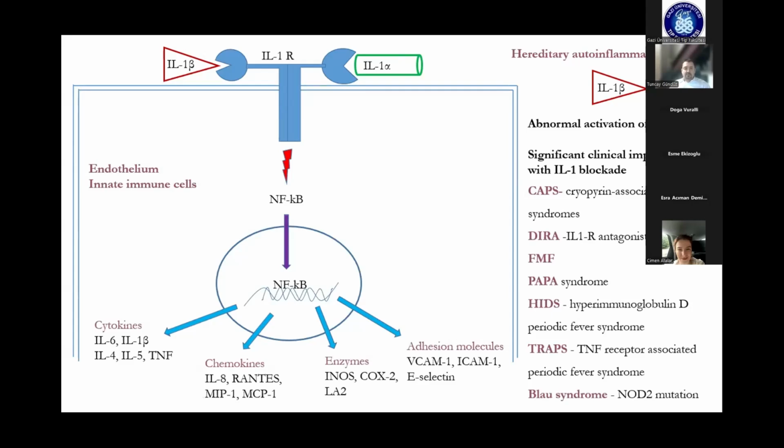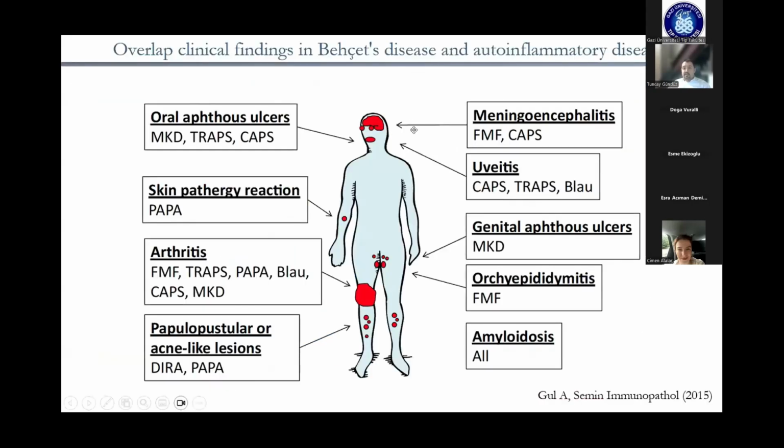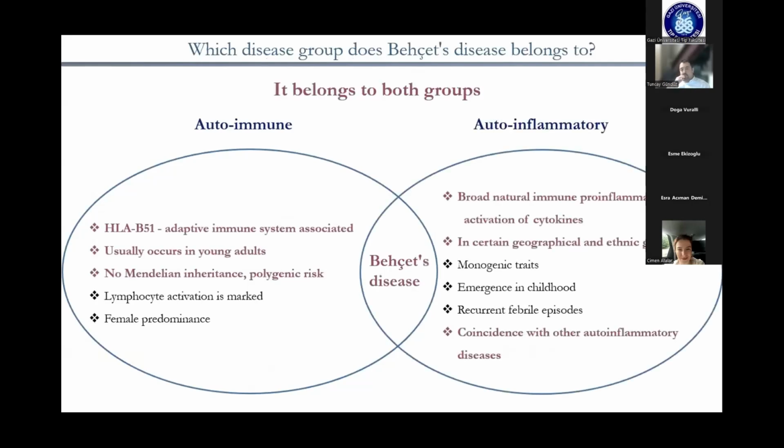So why am I mentioning that? We have overlapping clinical findings in Behçet's disease and hereditary autoinflammatory diseases. In this figure, you can see all these involvement sites are shared between Behçet's disease and autoinflammatory diseases. When you evaluate all these findings, Behçet's disease most likely belongs to both groups. It has features from autoimmune diseases and autoinflammatory diseases.